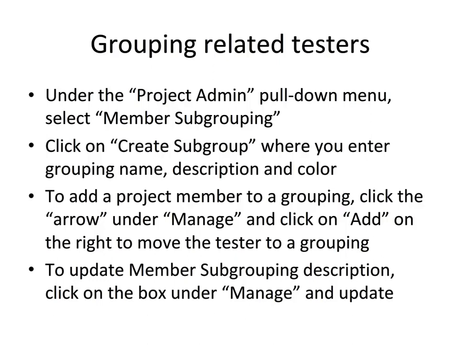Then to add project members, you just click on the little arrow to the right under the Manage column, and then click on Add, and that will move somebody who doesn't belong to a group into a group. Later on, if you decide you want to change some characteristic of the group or split it into two different groups, you can go into Manage group and update the description to a more appropriate description.